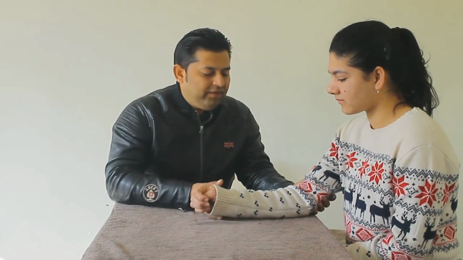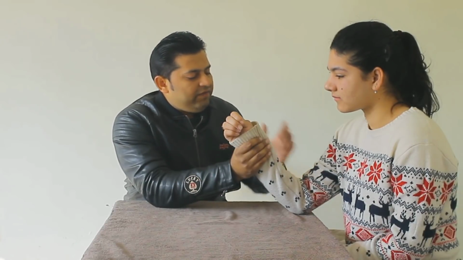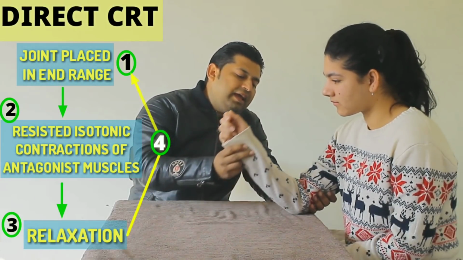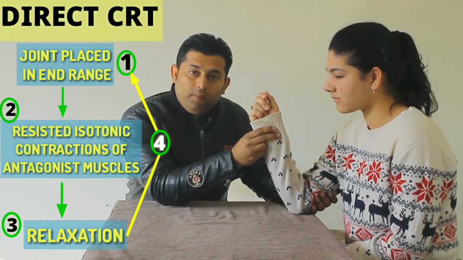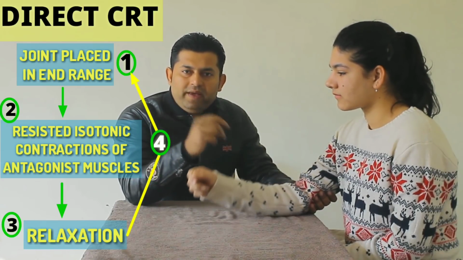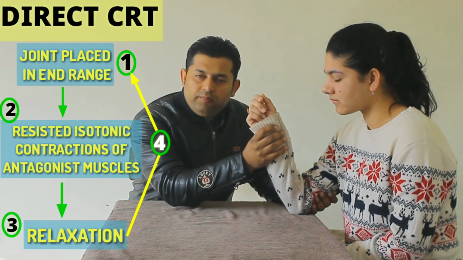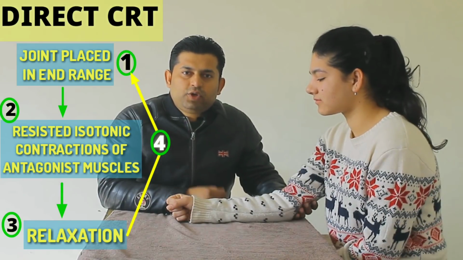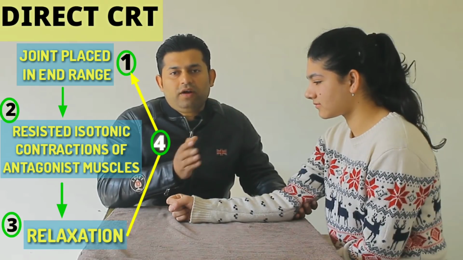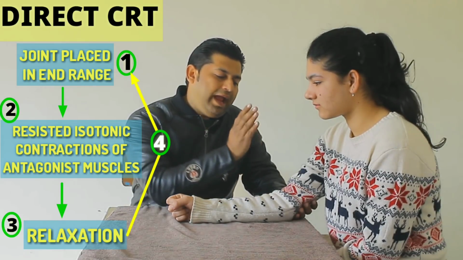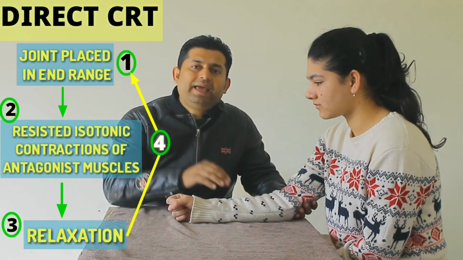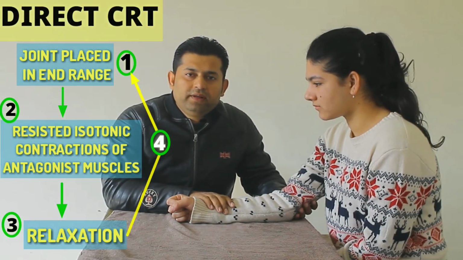Now Jyotsna is having tightness in the extensor group of muscles, because of which she is having restriction in the elbow flexion range of motion. So step 1 is to put the joint in the end range of available motion. This can be done in two ways. One is by putting the joint passively into the end range of motion, or the second way is to ask the patient himself or herself to bring the joint into the end range of restriction against little resistance of the therapist.